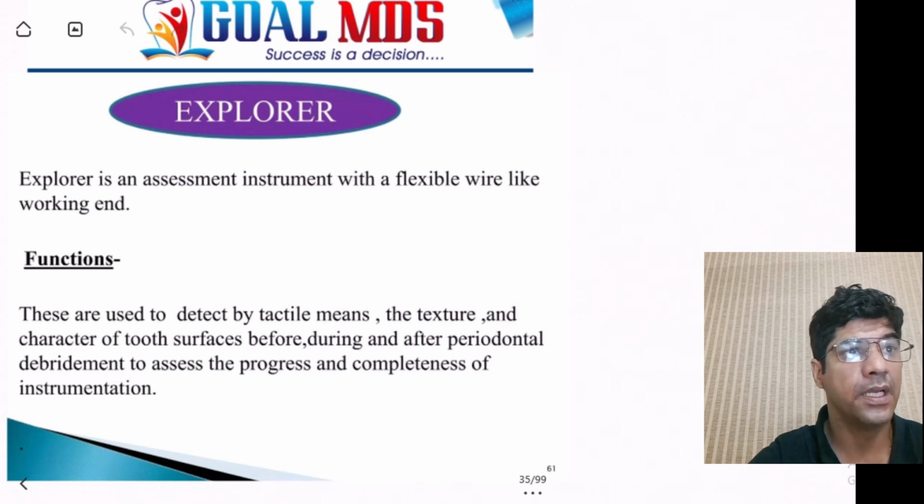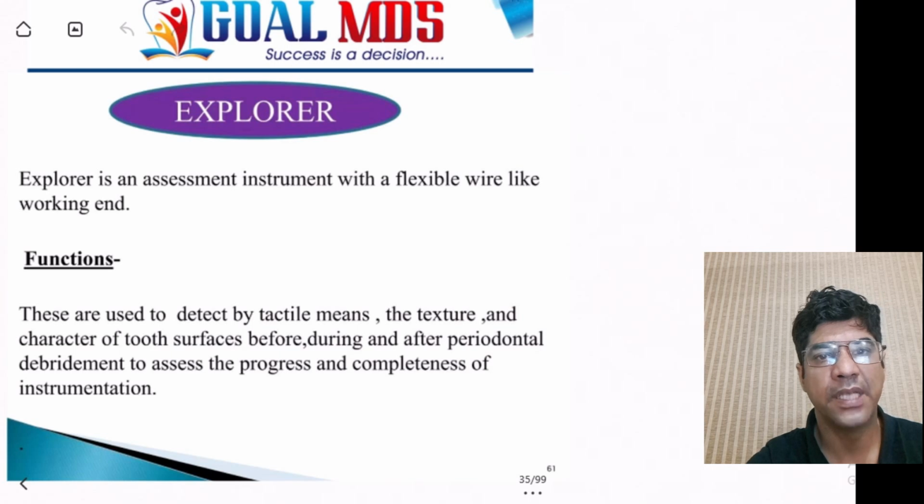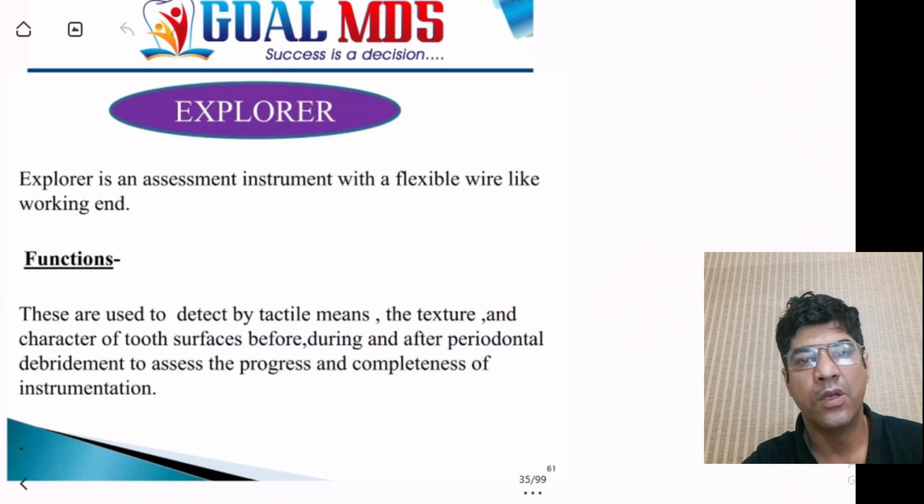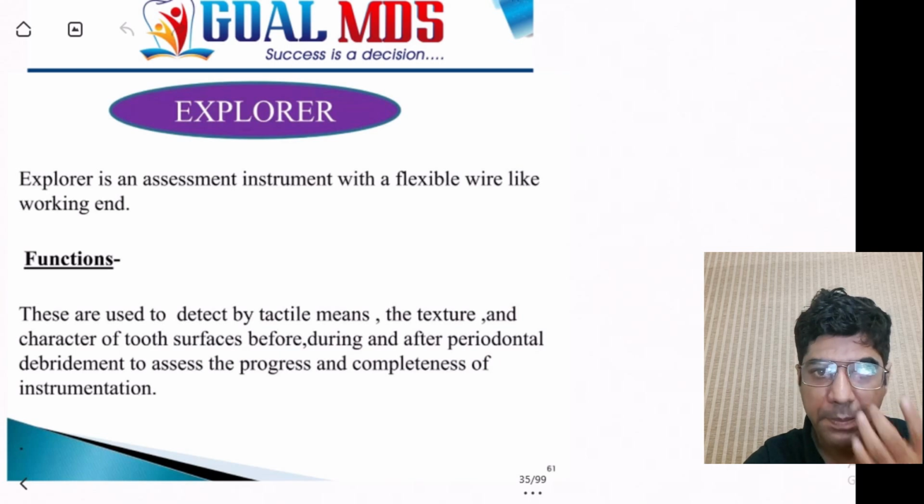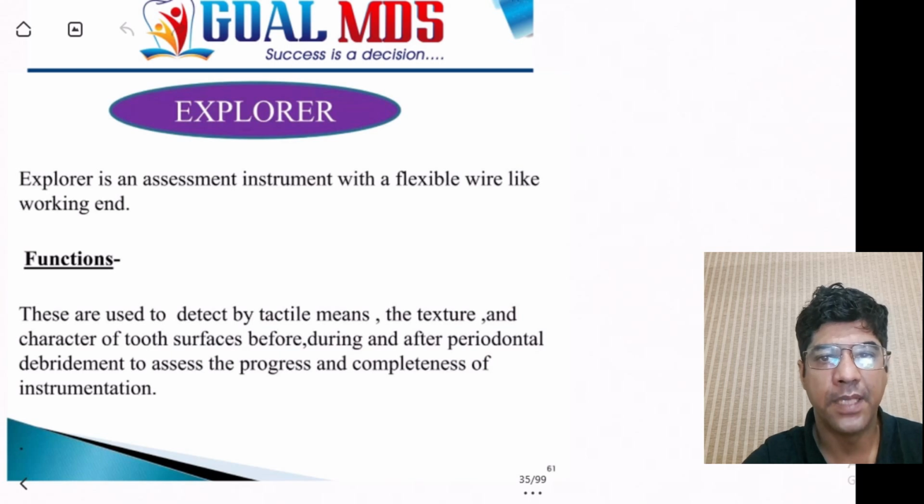Now the next instrument is the Explorer. Explorers are dental instruments used to locate subgingival deposits, assess the smoothness of the root surface after root planing, and identify irregularities on the tooth surface. They have a fine tapered tip that allows the dentist to explore the tooth surface.